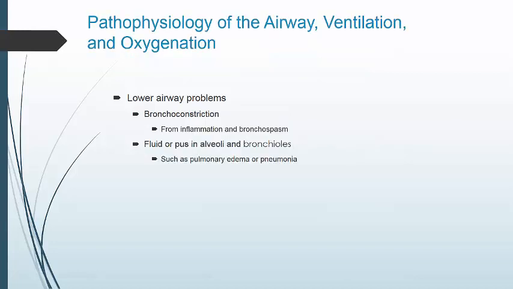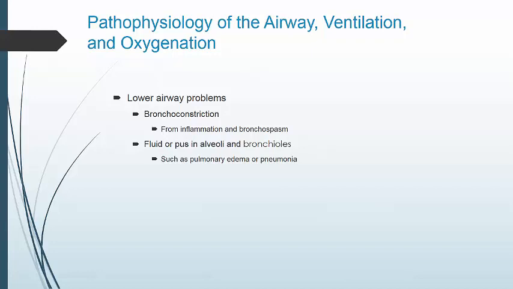Now, your lower airway problems. These are going to be things obviously below the trachea. So here the big things are going to be bronchoconstriction. That could be from a bronchospasm, like if it's a reactive airway disease, asthma, something like that, or an inflammatory response, whether it be from asthma or cystic fibrosis or chronic bronchitis or whatever might cause that chronic or acute inflammation there.